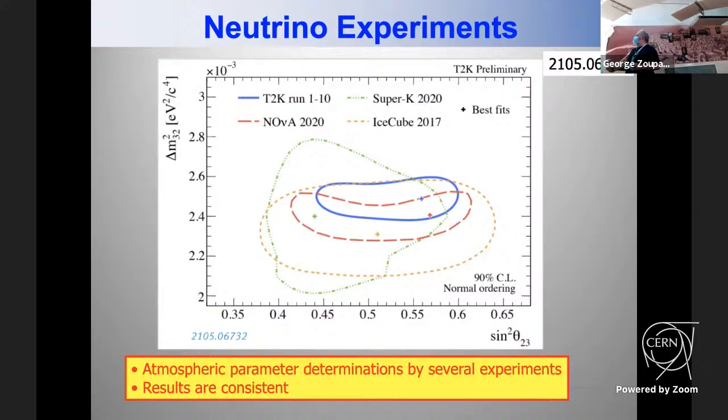Just for the record, this is the latest plot as I'm aware of it for sine 2 theta measurements combined from these either atmospheric neutrino experiments like IceCube and Super-K, and the accelerator ones, NOvA and T2K. And they each have their contour in the mass differences with the angle they measure, and you see they are consistent.